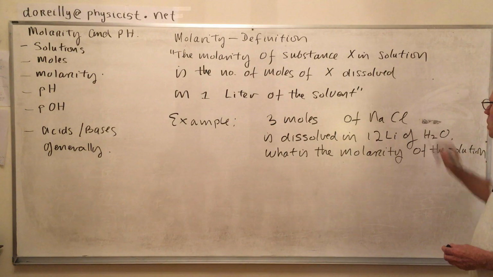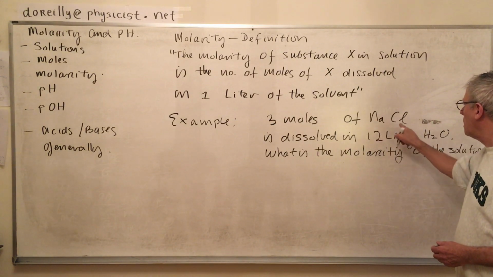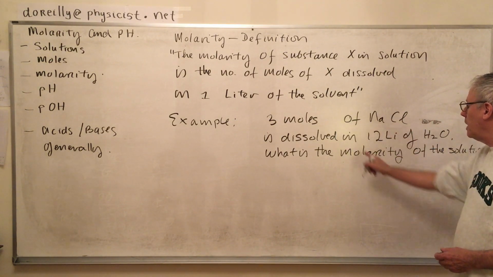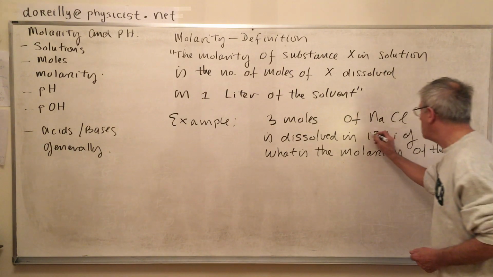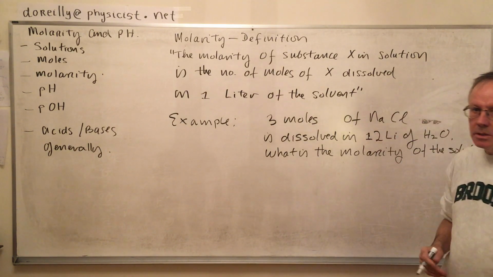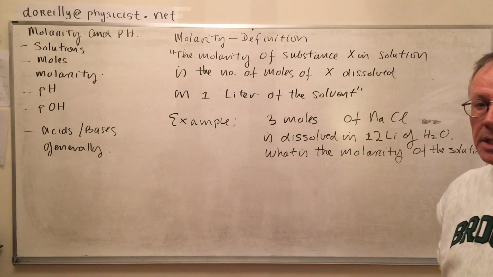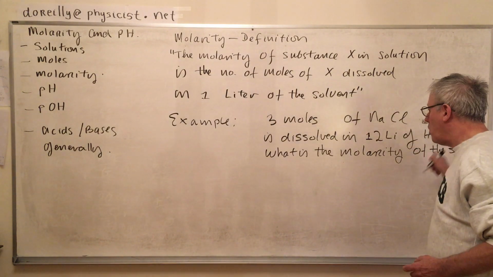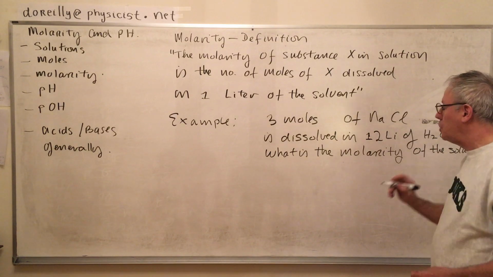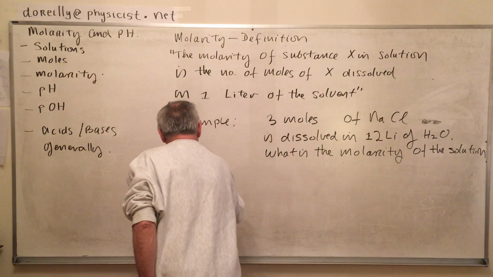Example: 3 moles of sodium chloride, Na, sodium, chlorine, sodium chloride, is dissolved in 12 litres of H2O. Now these kind of numbers might not be exact, it's only for the examples. What is the molarity of the solution? Solution, answer.